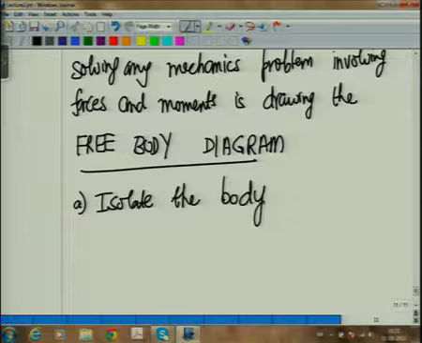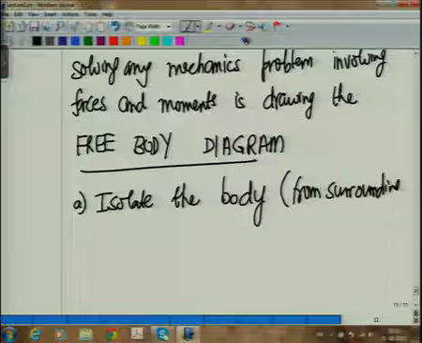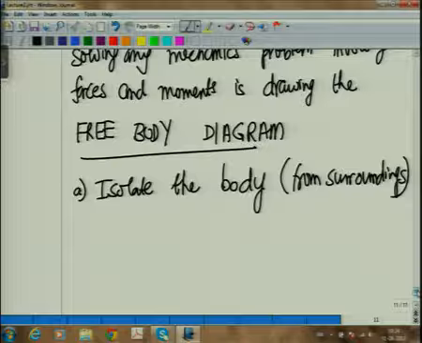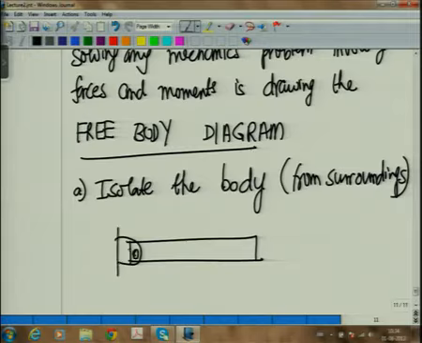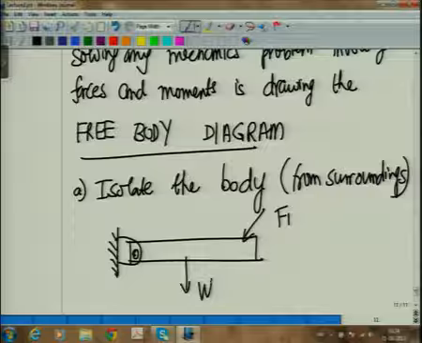So the first step in drawing the free body diagram is that we isolate the body from its surroundings. So we have a body, so for example, let's say, I'll just show it. Suppose there is a bar which is pinned to the wall, on which its weight is acting a force F.